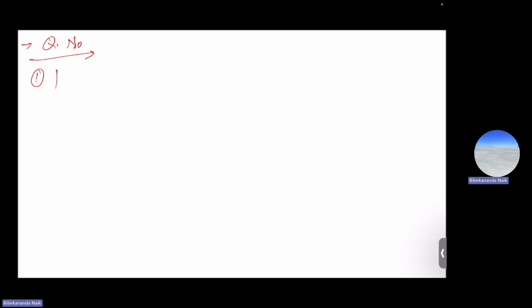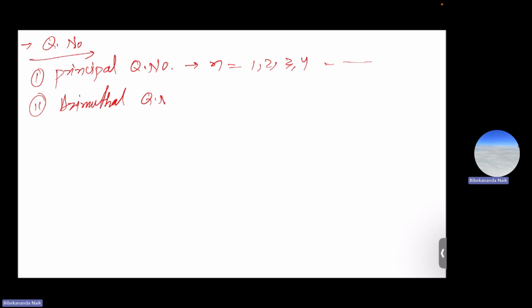One is the principal quantum number, which is n, and it is 1, 2, 3, 4, like that. Then the azimuthal or orbital angular momentum quantum number, the azimuthal quantum number. So this is L. L has values from 0 to n minus 1.